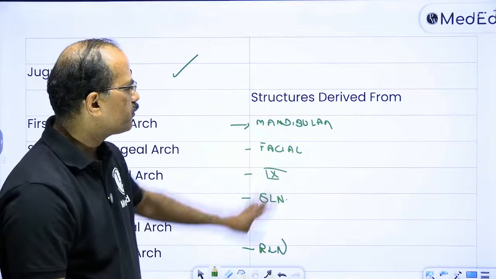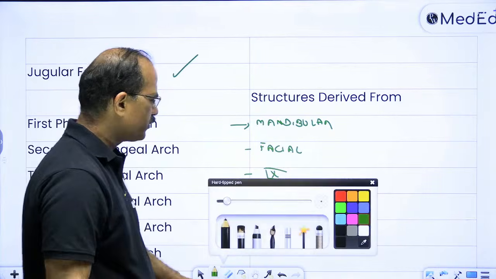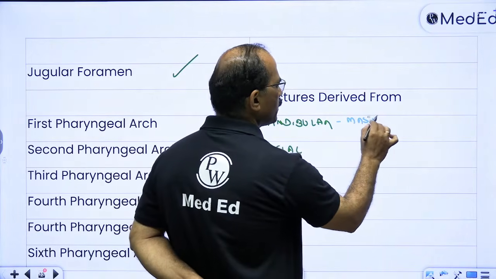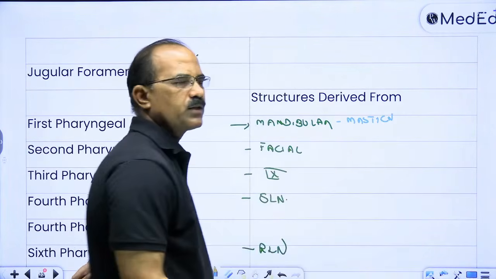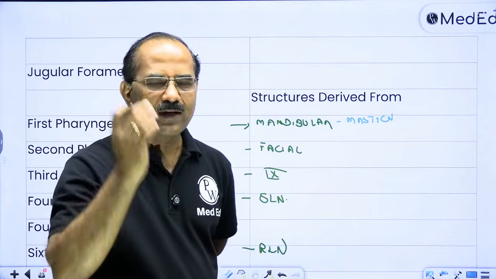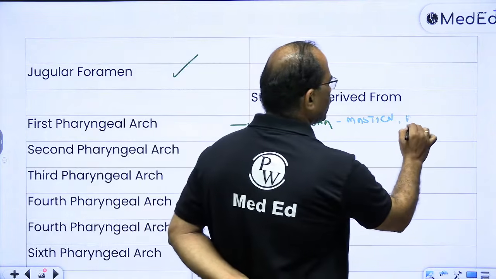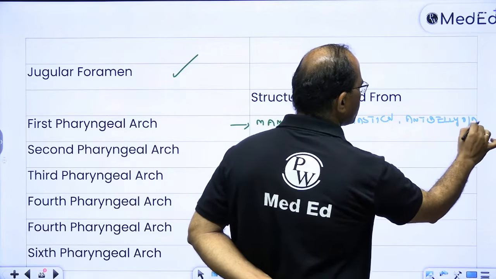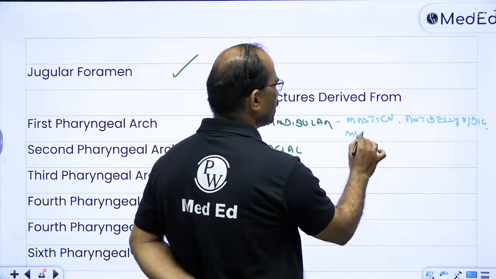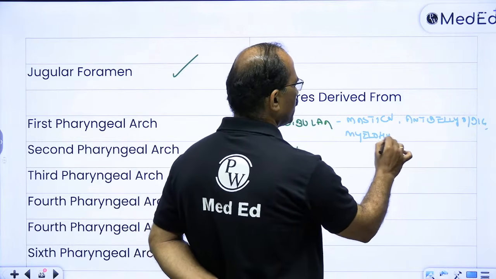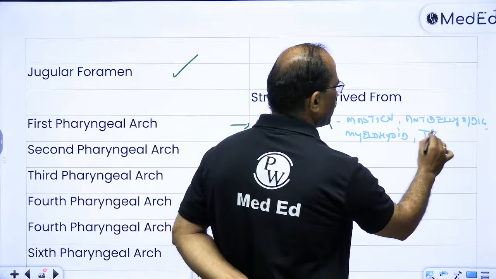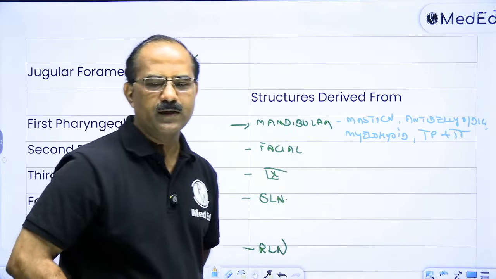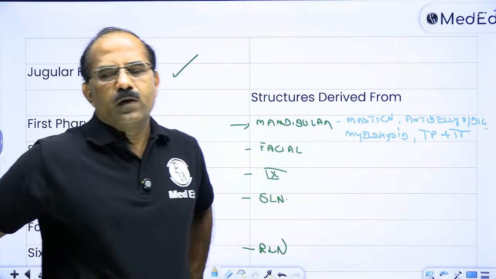Which are the muscles of the first arch? You have told me the nerves, now tell me the muscles of the first arch. The muscles of mastication: temporalis, masseter, medial and lateral pterygoids. Then anterior belly of digastric, mylohyoid, tensor palati and tensor tympani. Okay, fine.